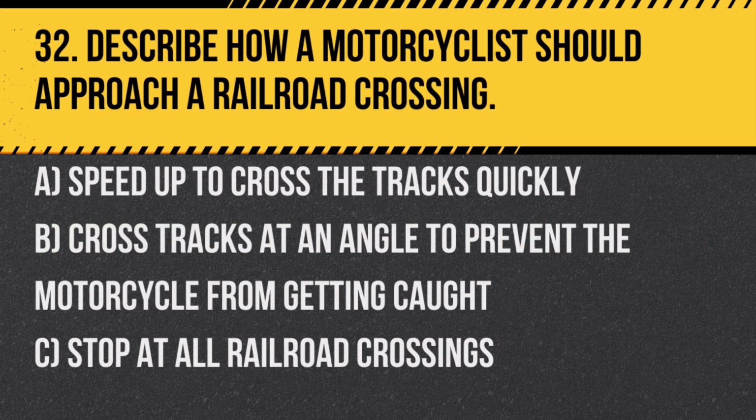Question 32. Describe how a motorcyclist should approach a railroad crossing. A. Speed up to cross the tracks quickly. B. Cross tracks at an angle to prevent the motorcycle from getting caught. C. Stop at all railroad crossings. Answer: B. Cross tracks at an angle to prevent the motorcycle from getting caught. This approach helps ensure safe crossing by minimizing the risk of the tires becoming trapped.